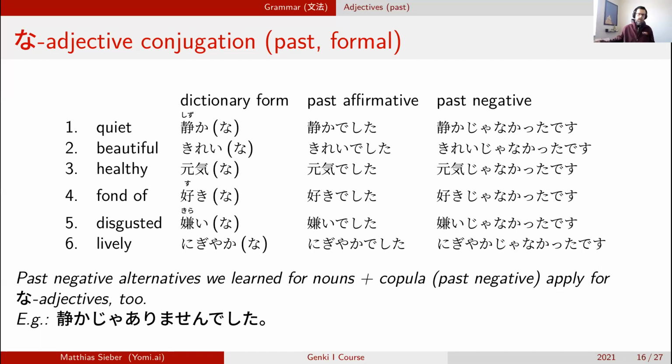So let's look at page 140 and let's do exercise A. Here, let's change the following adjectives into the past affirmative. As examples, we have an i adjective, which is takai, right? So remember to replace the i with katta desu. So takai becomes takakatta desu. And for na adjectives, there's an example here, genki na. The past affirmative here is genki deshita.